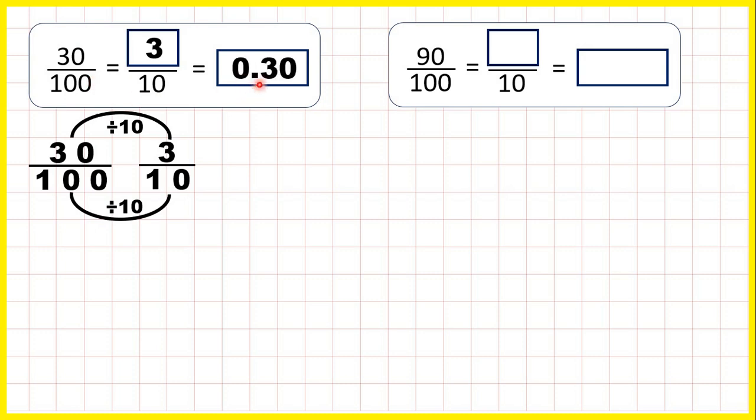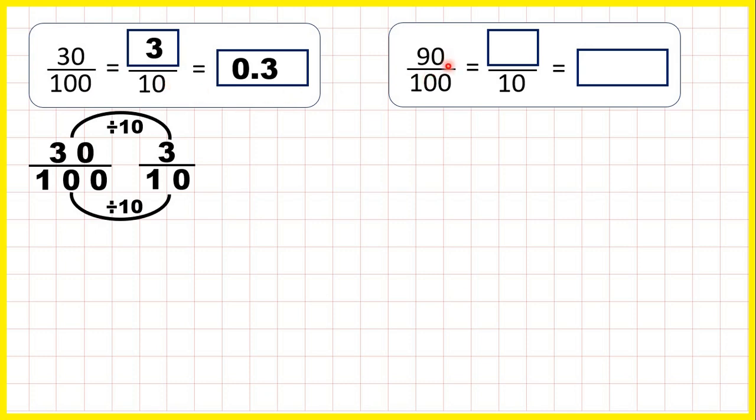We can write 0.30 because the denominator of 100 tells us that we need 2 digits after the decimal point. But we saw that 30 hundredths was equivalent to 3 tenths, and remember, the first digit after the decimal point really tells us how many tenths we have. So if we have a 0 on the end of a decimal number, we don't need to write it. We can write 30 hundredths as 0.3 because it's equivalent or the same as 3 tenths.